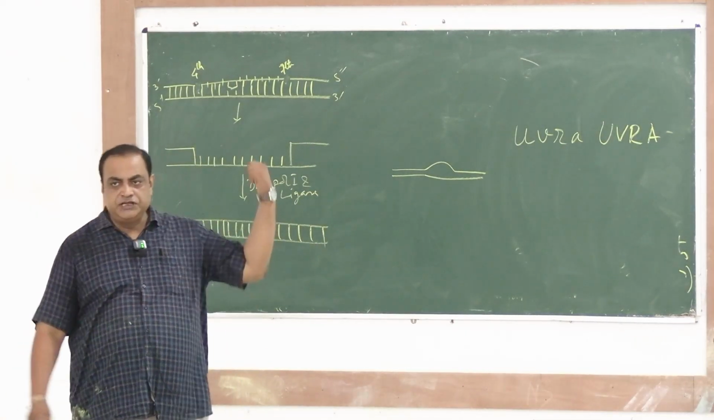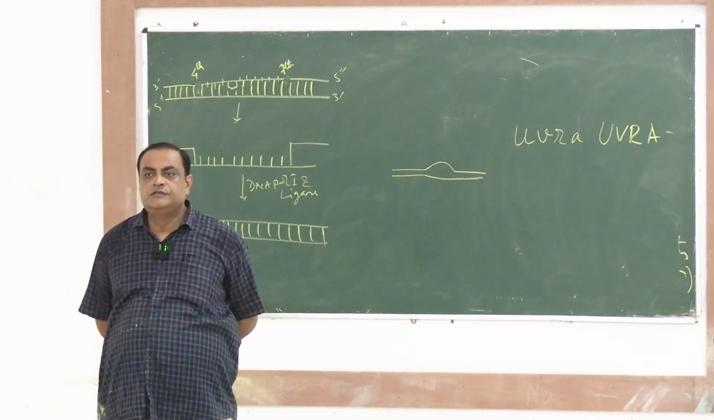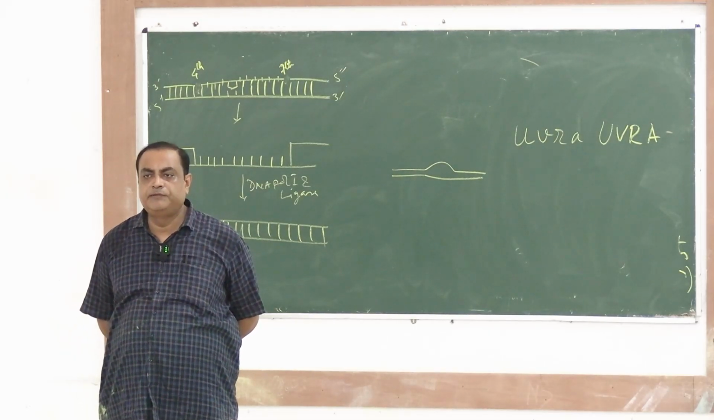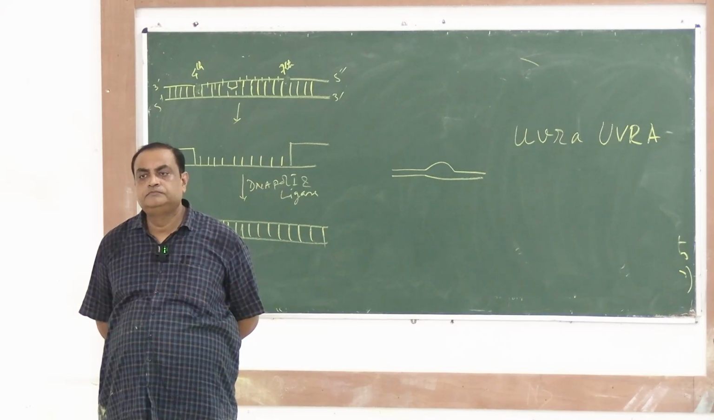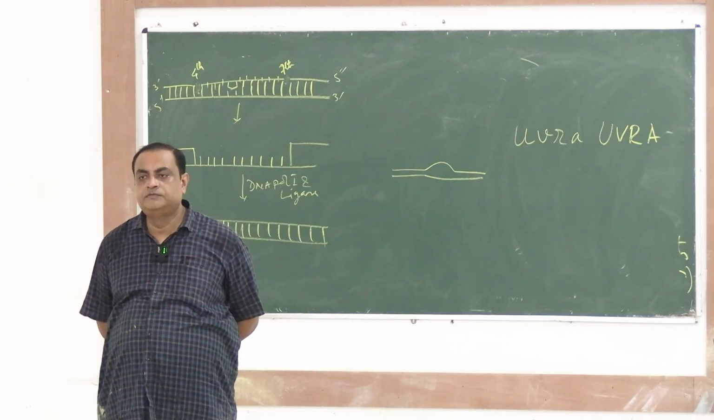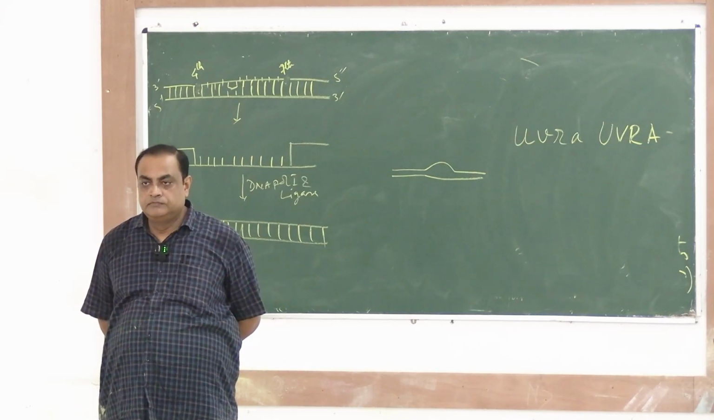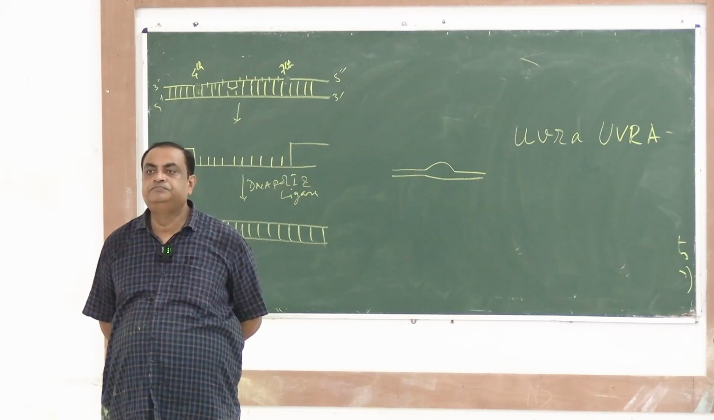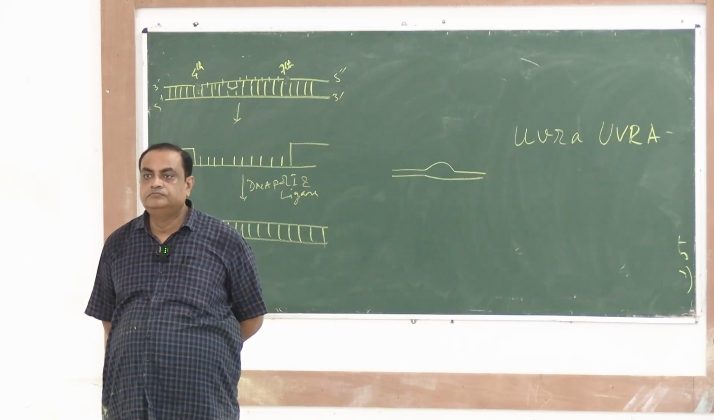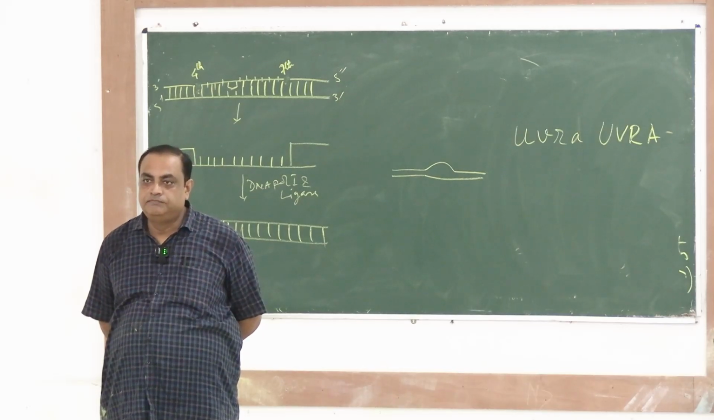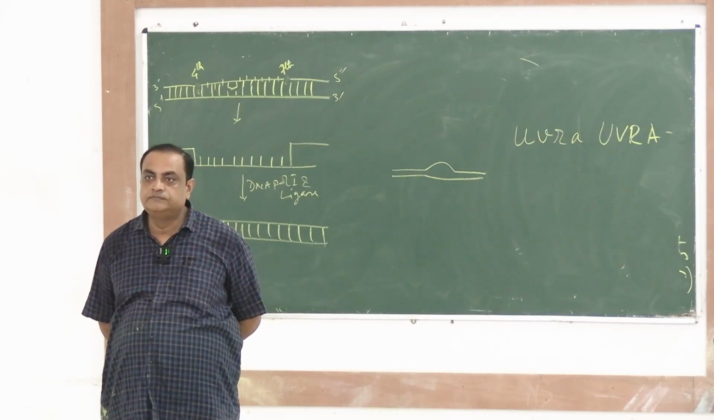What is the difference between these two? Small uvrA, capital uvrA. Next, partner in crime. Now enjoy the punishment also together.